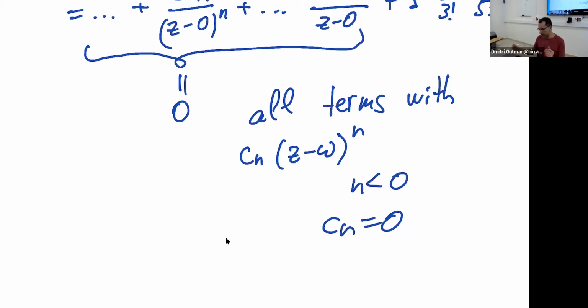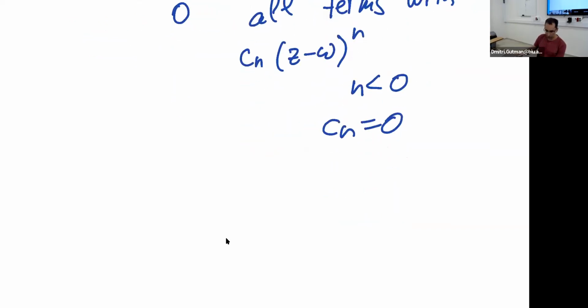So if we are expanding around a removable singularity, all negative powers in the Laurent expansion are absent, and we are back to a normal Taylor series, a perfectly well-defined Taylor expansion near a removable singularity. None of us should be surprised.